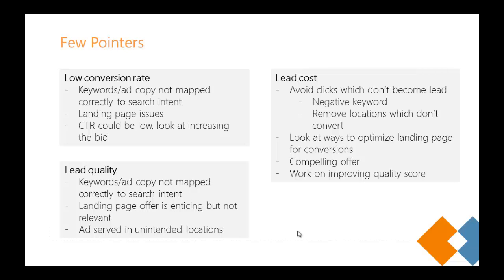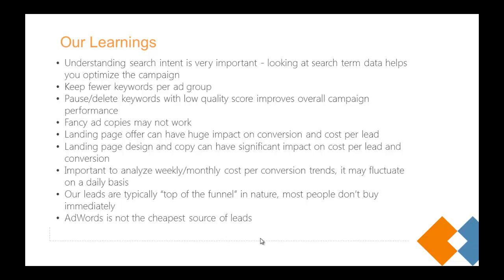A few learnings I'll share about what we learned in our campaigns. Again, as I mentioned, understanding search terms is very, very important. Looking at search term data is very helpful in the optimization of campaigns. This is not a one-time activity, and certainly you will not be able to capture all the search intent before running a campaign. There is no tool to do that, but the tools we have, like the keyword planner, will give us some information. As your campaigns run, you can look at the search terms regularly and optimize your campaigns by redesigning the ad groups if necessary, so that they capture a similar search intent in one ad group.